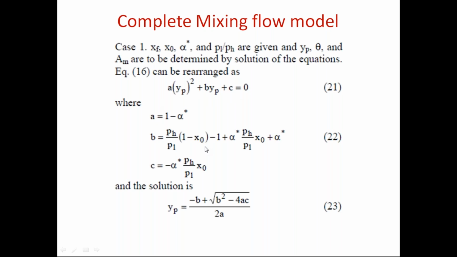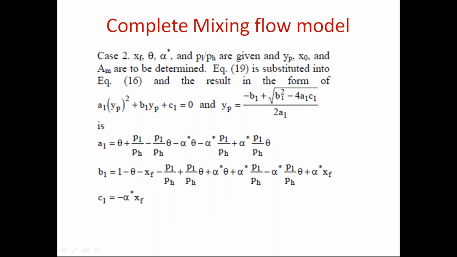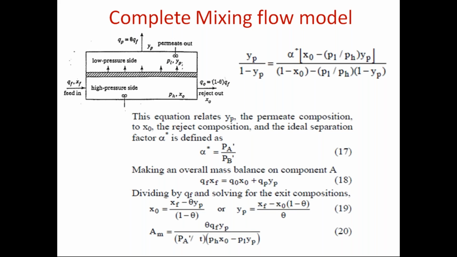Once you calculate A, B, C, then the solution for the quadratic equation is this one, that is minus B plus or minus root of B square minus 4AC by 2A. So by knowing A, B, C, you can substitute here, and finally you can get the product composition of the component A. Then once you get this, use the other equation, like by knowing the YP, X0 can be calculated. Then by using this equation, you can calculate the membrane area which is required.